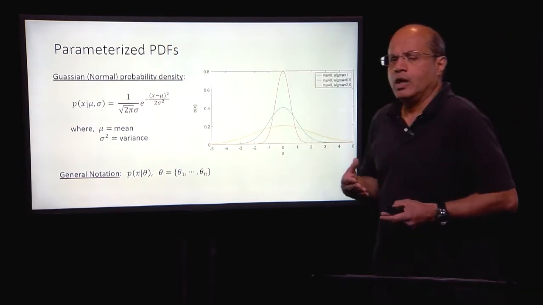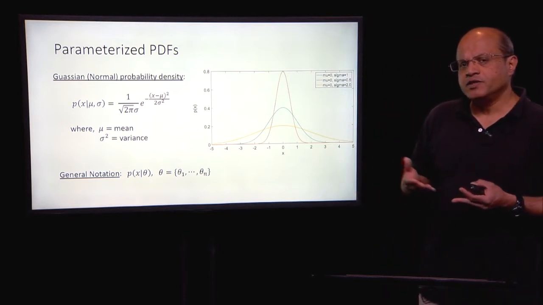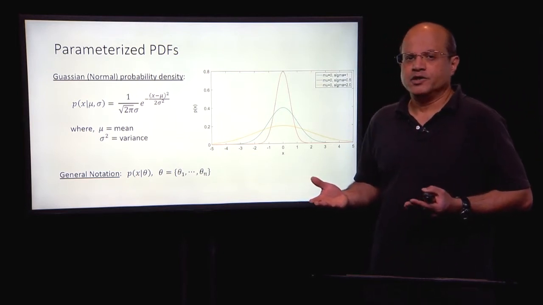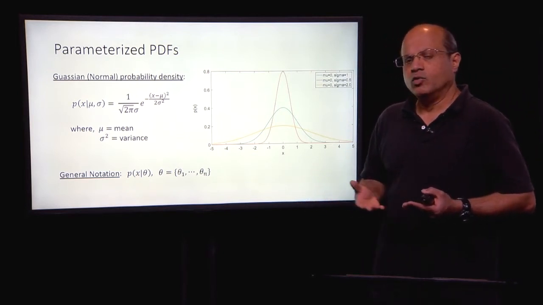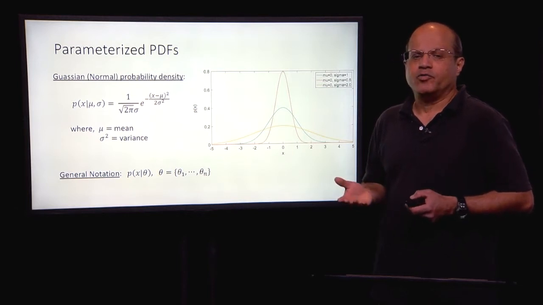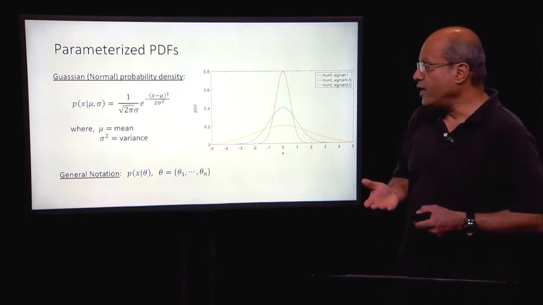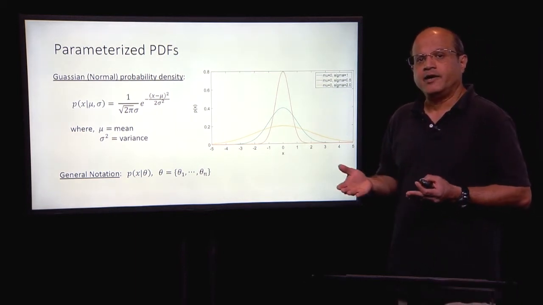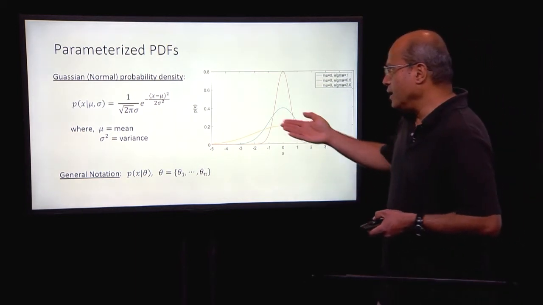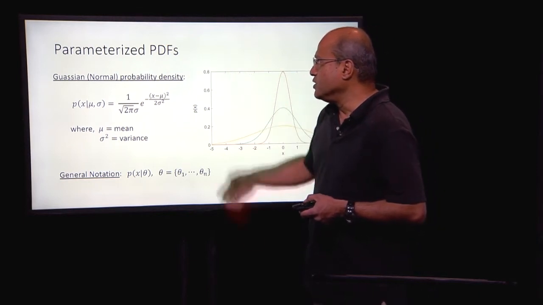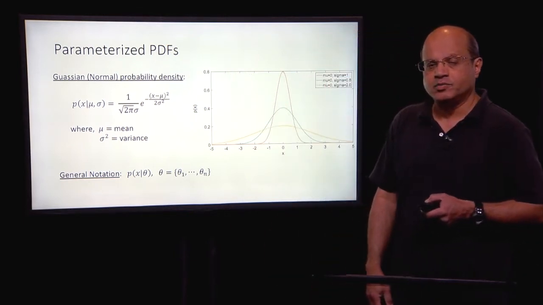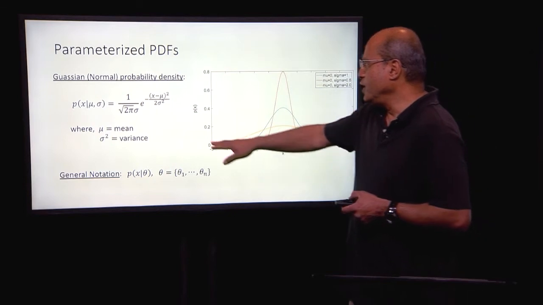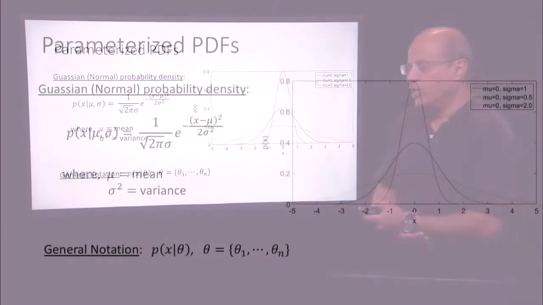Very often, when we try to specify what the probability density function is for a random variable, we choose some convenient family of probability density functions. And these families are often parameterized by a finite number of parameters. And those probability density functions are called parameterized probability density functions. So here's a classic example of one.